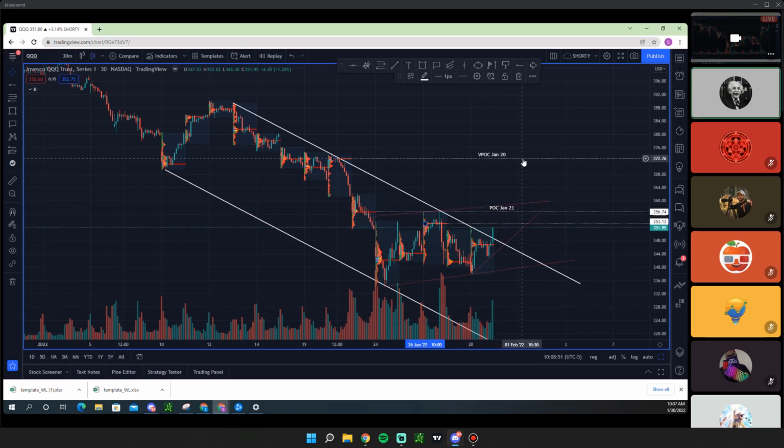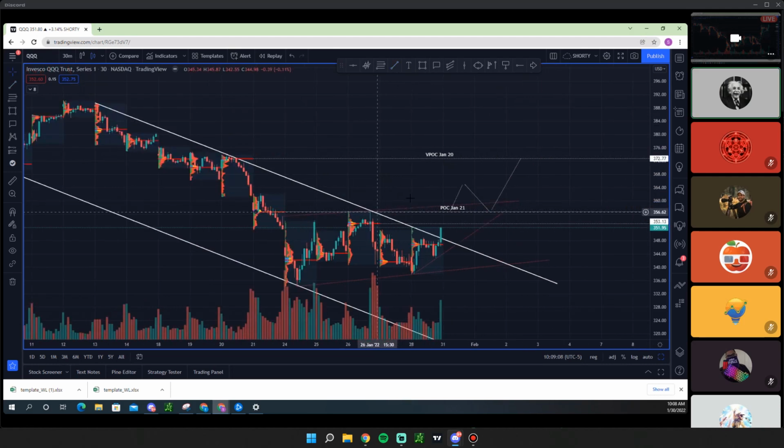And then if it breaks this, let's say we gap up, what do? Probably going to do this. I guarantee you, it's going to do this. And then it's going to scare people, come back somewhere around here into the demand zone, and then do this. I'll just leave these lines for the time being.